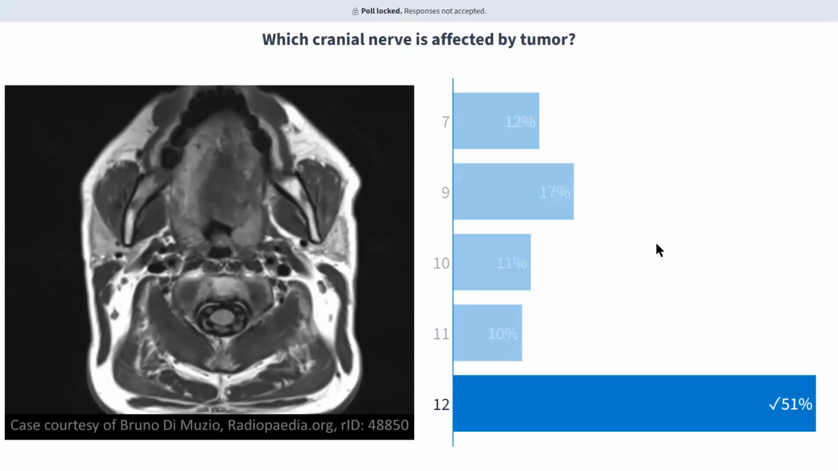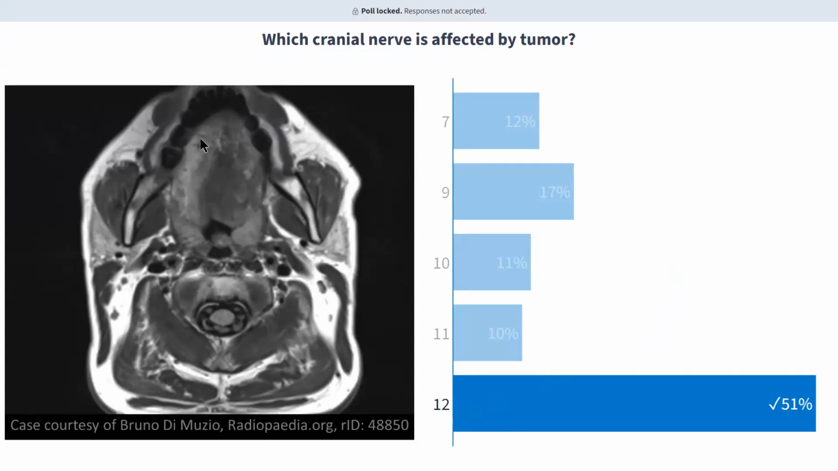Okay, so we have 51%. The majority of you got the answer correct, which is the 12th nerve. So the imaging finding to observe is this is a T1 weighted image without contrast, and there is a high signal intensity in the right half of the tongue. So this is fatty infiltration of the right hemitongue.